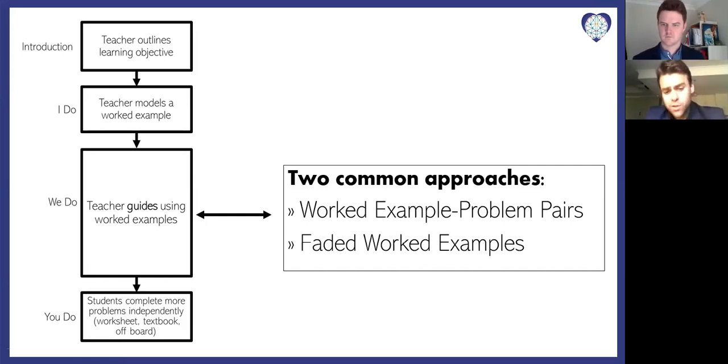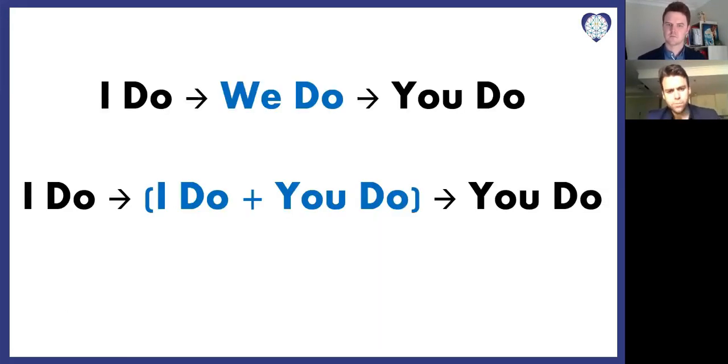So we go to the research for this. What are some practices we can use that are validated by the research? Well, here's two big hitters for us. The first one's worked example problem pairs. This appears in the research, it's well validated. And the second one is faded worked examples. Let's have a closer look.